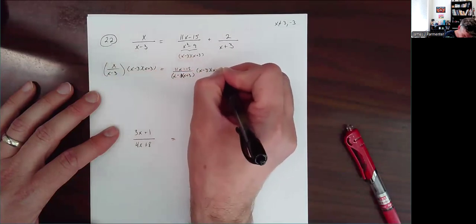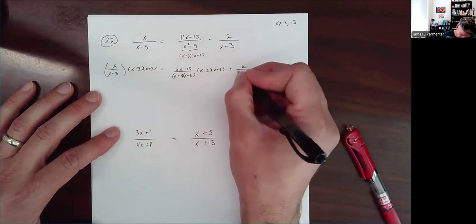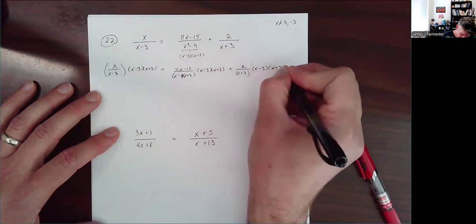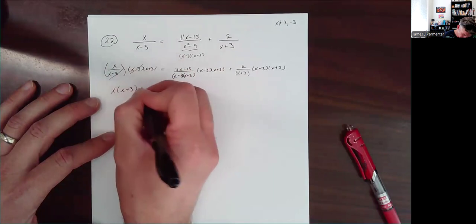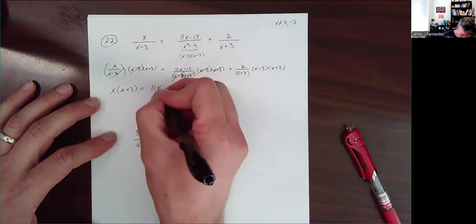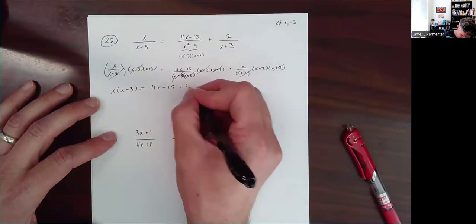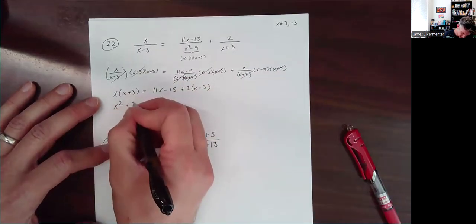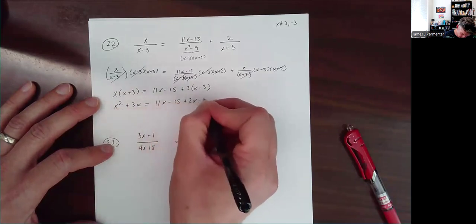In this way, I decided to write it as each thing multiplied by the common denominator, instead of just writing parentheses around the entire right-hand side. It's the same either way. So here, those cancel, and you've got x times x plus 3. Here, these cancel, and you just get 11x minus 15. And here, those cancel, and you get 2 times x minus 3. Multiplying things out, we get x squared plus 3x equal to 11x minus 15 plus 2x minus 3.